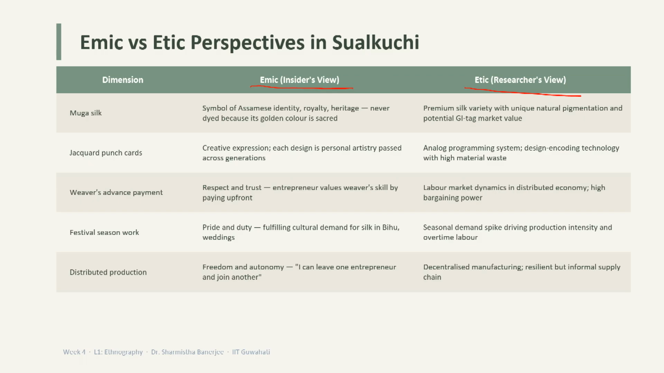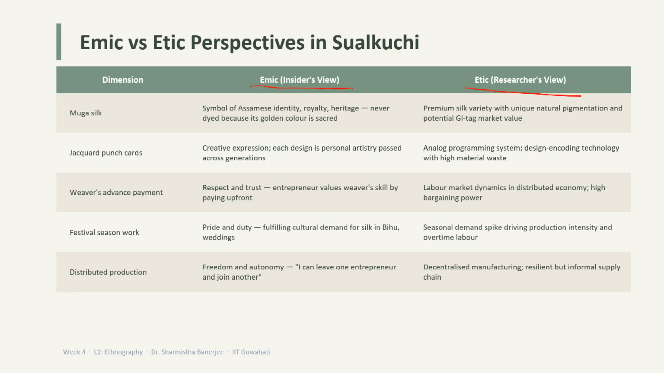So when I spent time with the people, I identified that Muga silk is a symbol of Assamese identity, royalty, heritage, and it never dies because its golden color is sacred. As a researcher's view, I will see a premium silk variety with unique natural pigmentation and potential GI tag market value. Both viewpoints are important, because you have to remember that you are a designer who is doing this research.